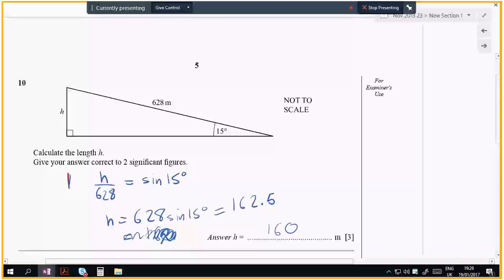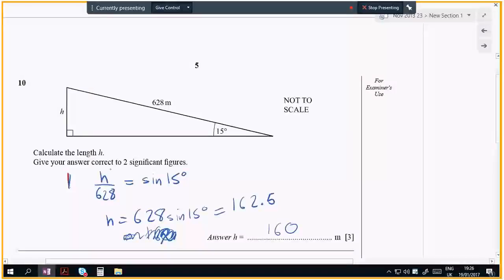So h is equal to 628 times sine 15. Or if you prefer, you might just want to write that down directly, if you think of sine 15 as being what you multiply the hypotenuse by to get to the opposite side. Tap that in and you get 162.5, that's to 4 SF.